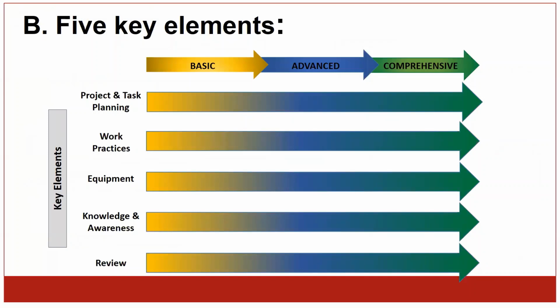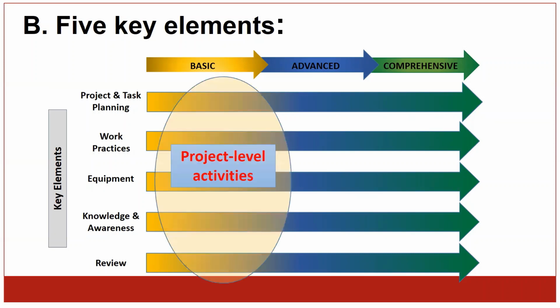Once you've identified your goals for the ergonomic hazards, you will be ready to develop the 5 key elements of your ergonomics program, touched on earlier in this presentation and shown on this slide. Most companies will start to build a basic program and include a simple activity or process for each of the key elements listed on the left side of the slide: project and task planning, work practices, equipment, knowledge and awareness, and review. The basic program is applied to the project level activities.